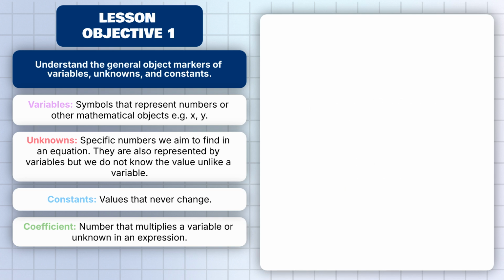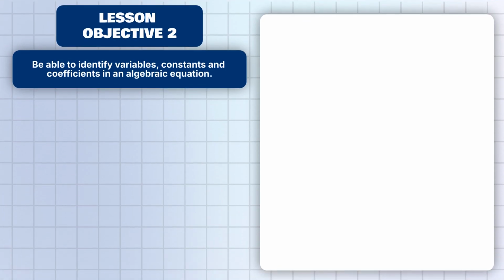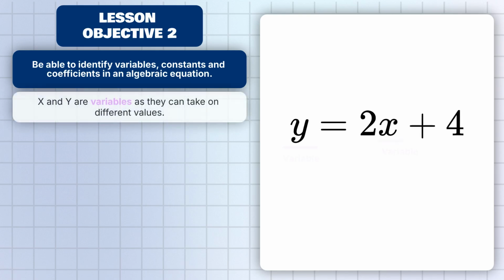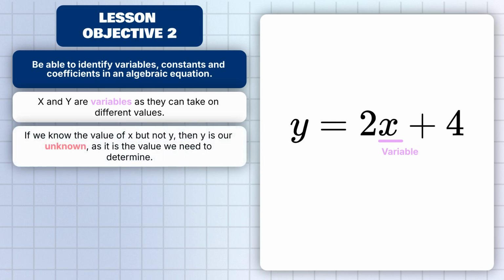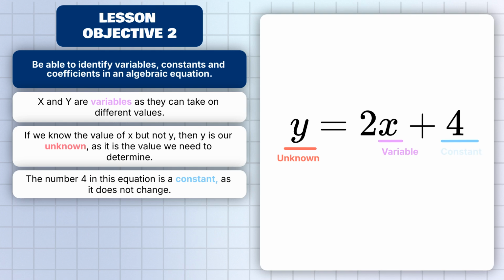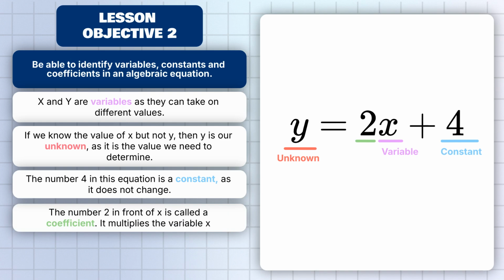Great. Now let's try and identify these components in real algebraic equations. Consider the equation y equals 2x plus 4. In this equation, x and y are variables because they can take on different values. If we know the value of x but not y, then y is our unknown, as it is the value we need to determine. The number 4 in this equation is a constant as it does not change. The number 2 in front of x is called a coefficient. It multiplies the variable x and shows how much x contributes to the value of y.